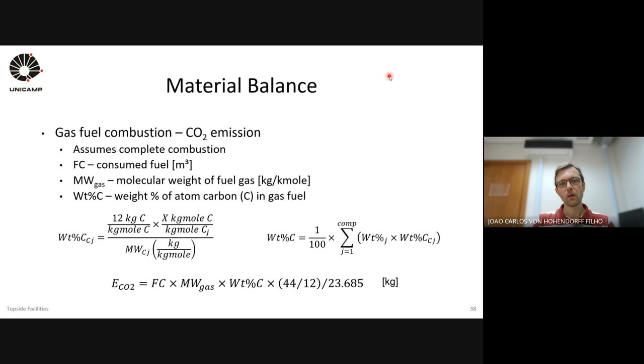Of course, it depends on the kind of your fluids, the composition of your gas, and the efficiency of the combustion. Sometimes you don't have complete combustion. You can evaluate it depending on your equipment data. But for us, the most important emission is CO2, okay? Because for complete combustion it is the most important emission for us. So you can use the material balance to calculate the emission of CO2.